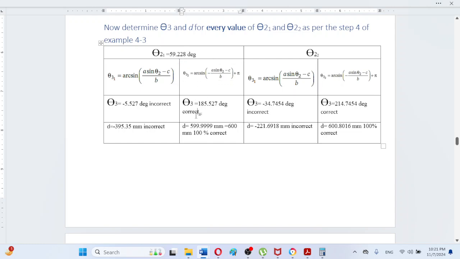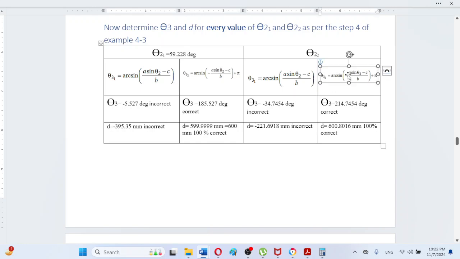So that means theta 3 2 is the correct formula for the solution. In a similar manner, if we count the values for theta subscript 2, the theta 3 1 formula will be giving this theta 3 value, which is incorrect, and the resulting value of the slider location is also incorrect.